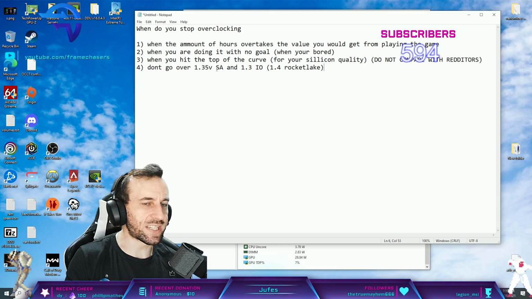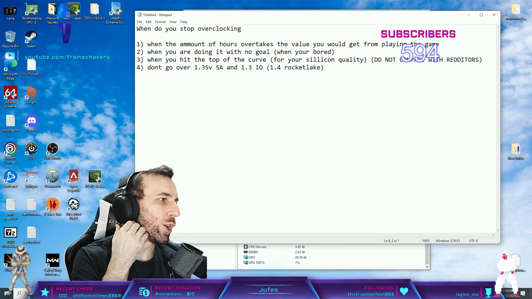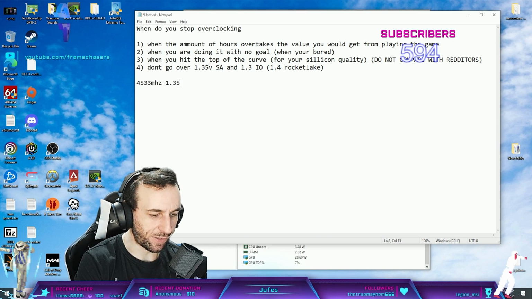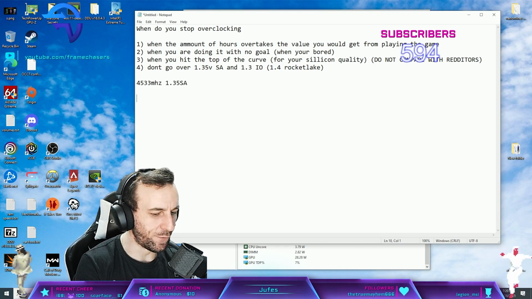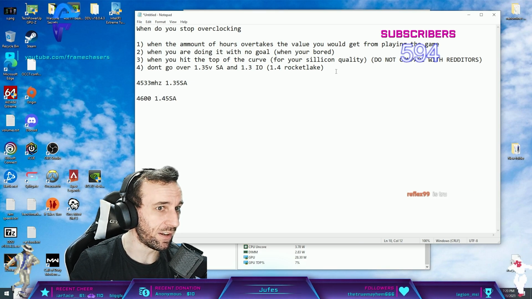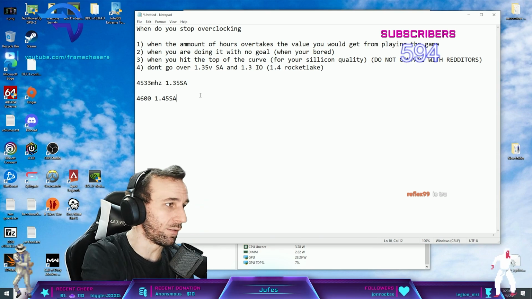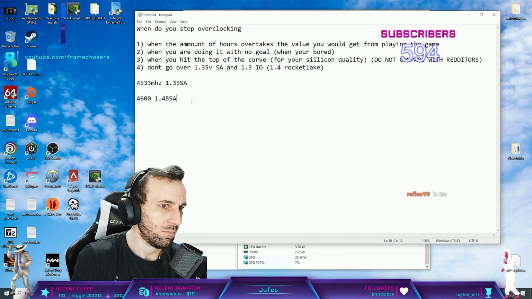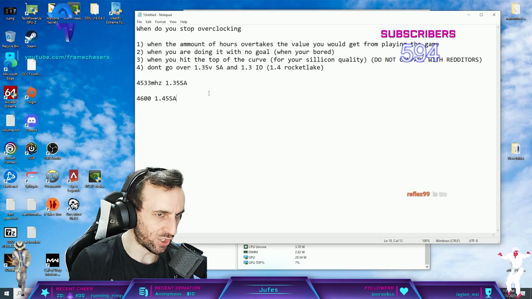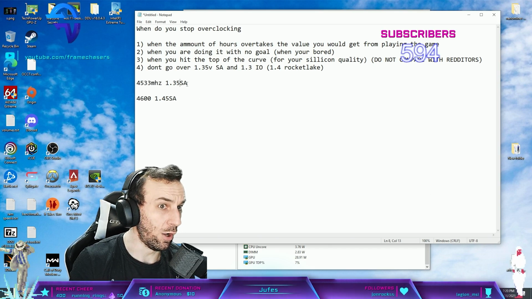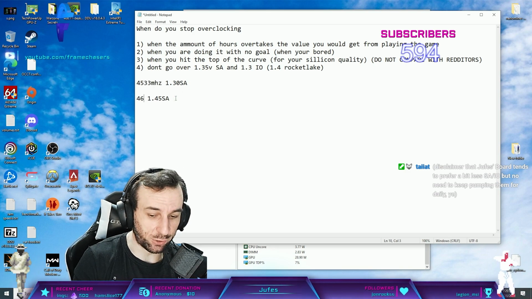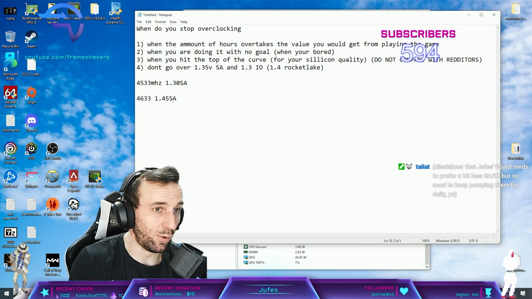So let's say in terms of this, let's say you hit 4533 megahertz on your B die with 1.35 SA, and then you try and go for 4600. This might take 1.45 SA. You're well past the curve. What's the difference between these two? 0 FPS. Zero. You just stay here. Hell, mine does it at 1.3. If I want to go 4633, I can't even get it stable, dude.